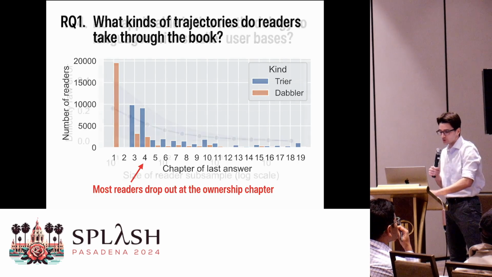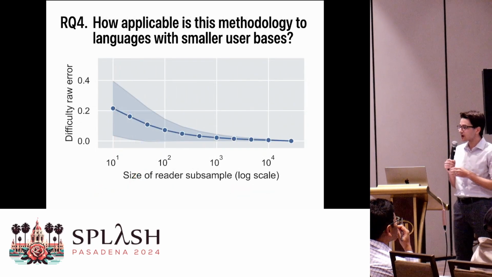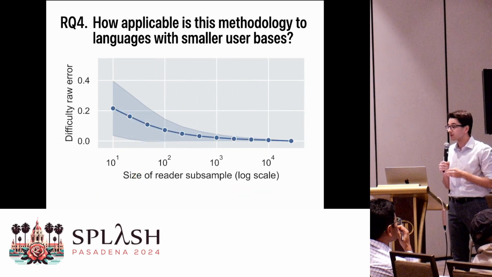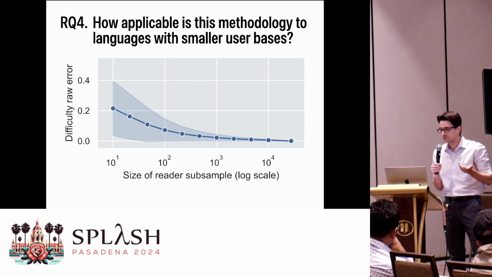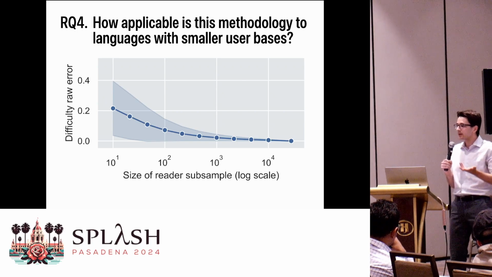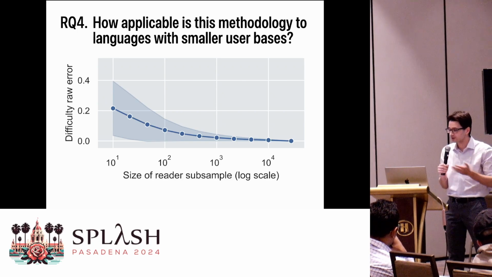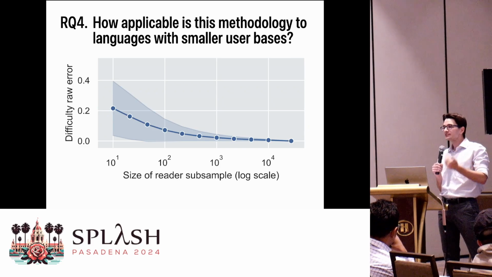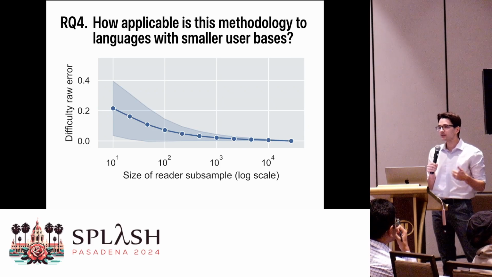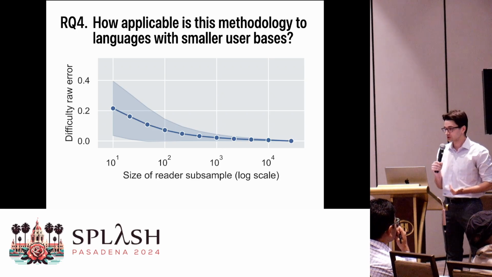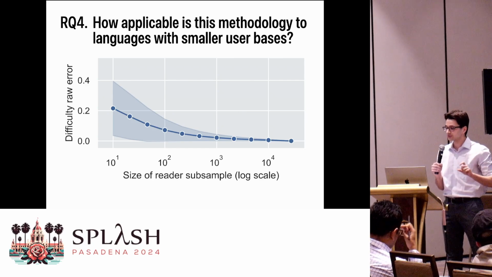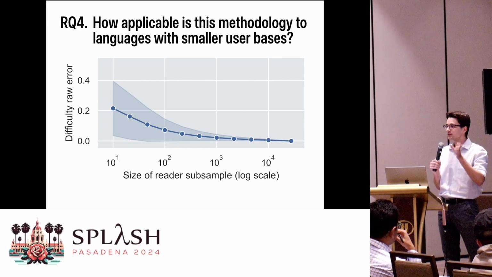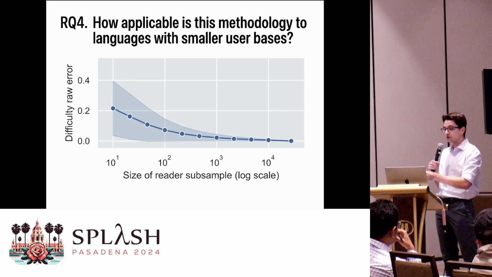Our final research question: how applicable is this methodology to languages with user bases smaller than Rust? I want this work to be useful to everyone in this room, not just us. But most PL research happens on languages smaller than Rust. So we estimated applicability by simulating different sizes of readerships. We did that by randomly subsampling our actual data and then comparing the difference between statistics computed on the random sample and the full sample.